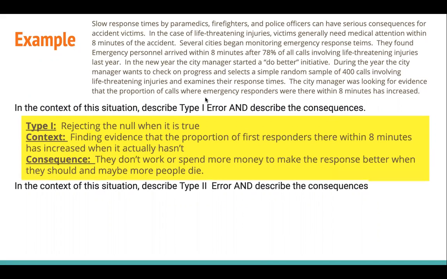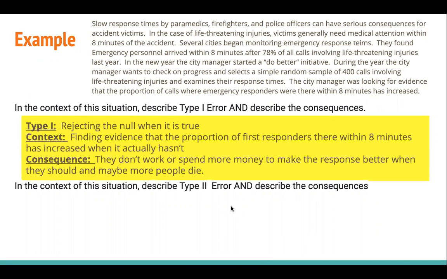The consequence for this is if they think it's doing better when it actually hasn't, maybe they don't work or spend more money to make the response better when maybe they should. And that could result in more people dying, right? If they're not improving this number, that means that more people could be dying, which is a pretty serious consequence.